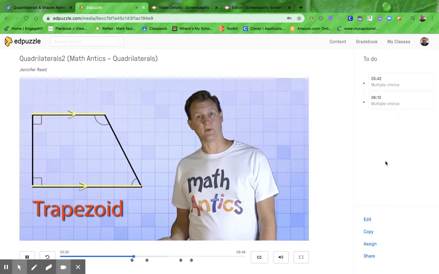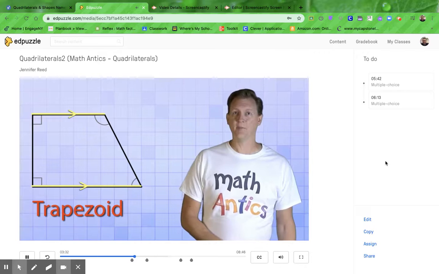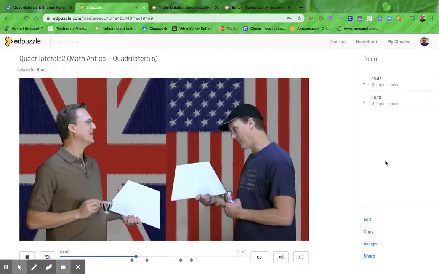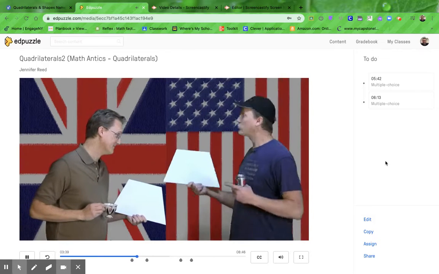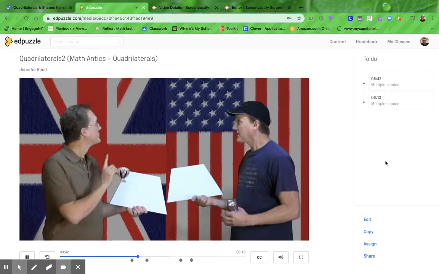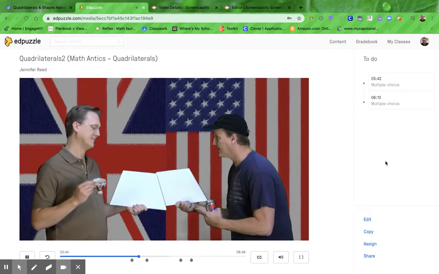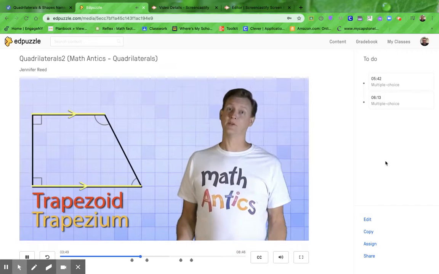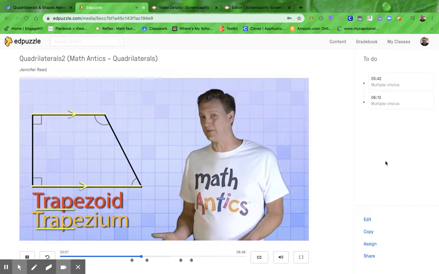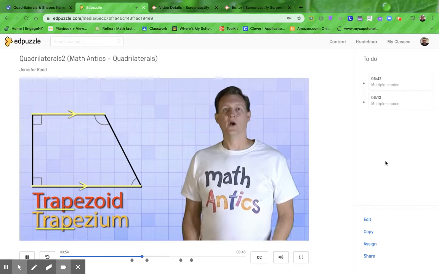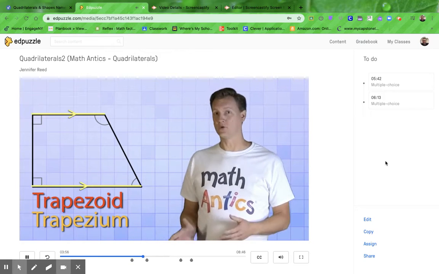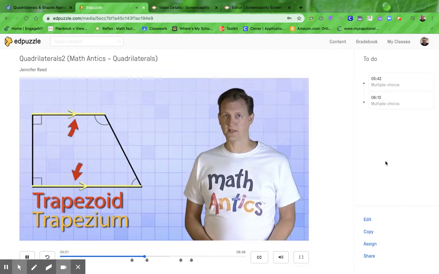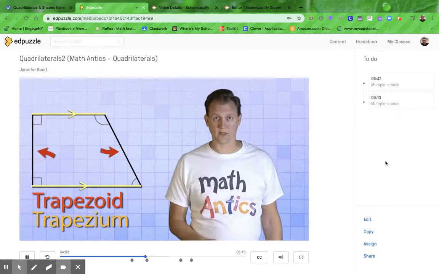That's because this sort of shape is called a trapezoid in America, but it's called a trapezium in other countries, like the UK. Trapezoid. Trapezium. It's a trapezoid! At least they both start with the word trap, so it's not too confusing. Yet. Okay, so this quadrilateral is a trapezoid, or trapezium, because it has only one pair of parallel sides, and the other sides are not parallel.